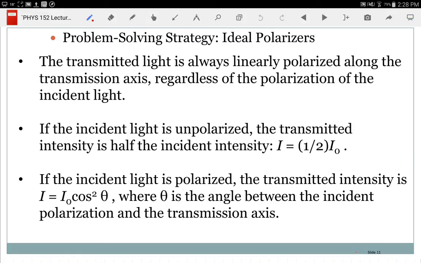Problem-solving strategies for homework problems that might deal with polarization. First, if you have unpolarized light and you have a polarizer, half of it gets through. And of course, after coming through the polarizer, it's polarized parallel to the transmission axis of the polarizer. If you have polarized light that hits another polarizer, then you need to determine the angle between the transmission axis and the polarization axis and use the law of Malus.